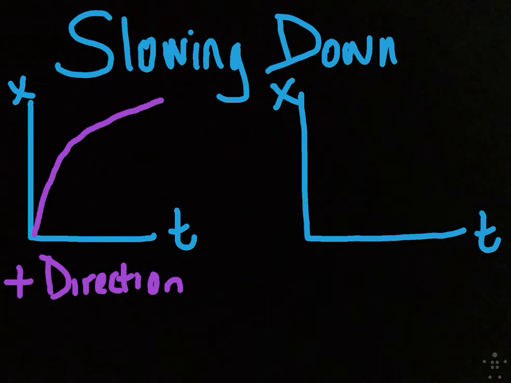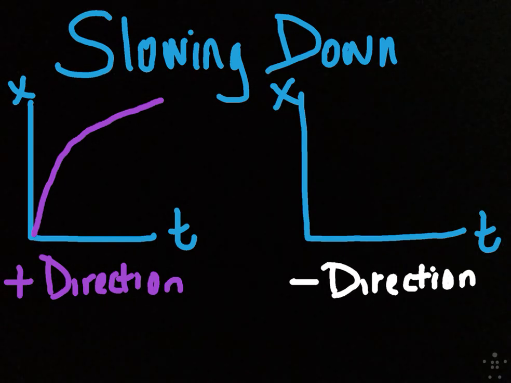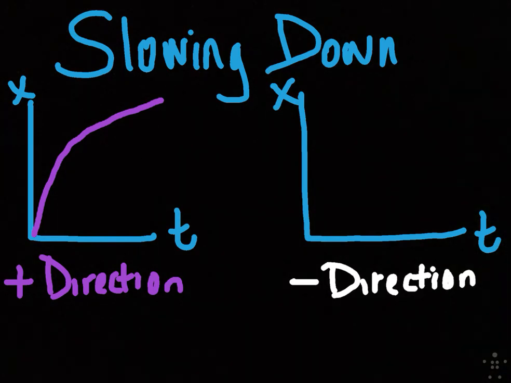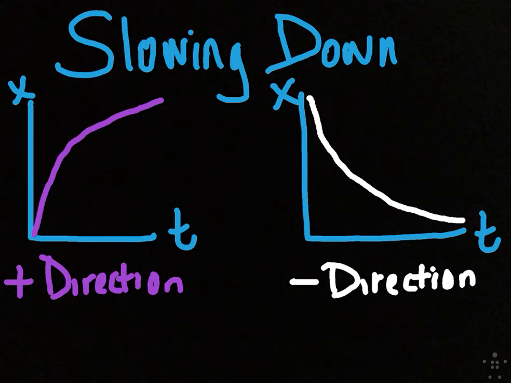On the other side, though, we're going to look at something slowing down in the negative direction. So it's going to be moving towards 0, so we would start it near the top of the graph. So I'm going to start it up here. And so it's going to cover a lot of ground at first, and then start covering less and less. So this object is slowing down in the negative direction.